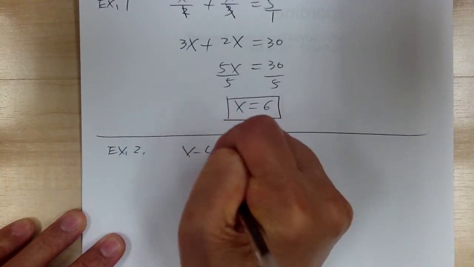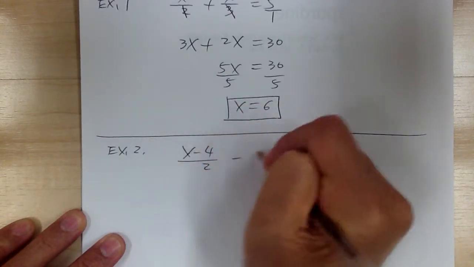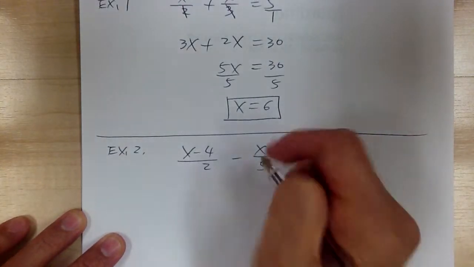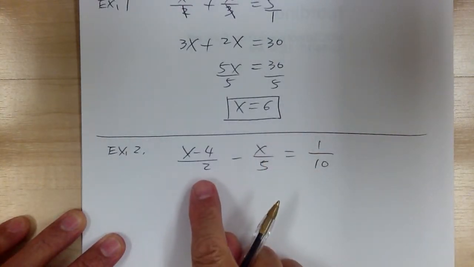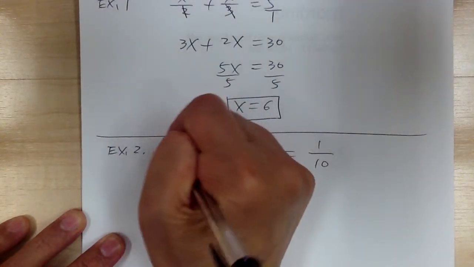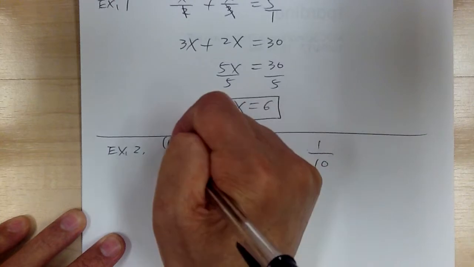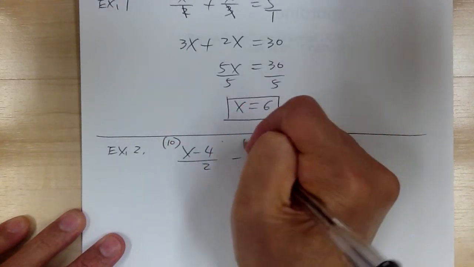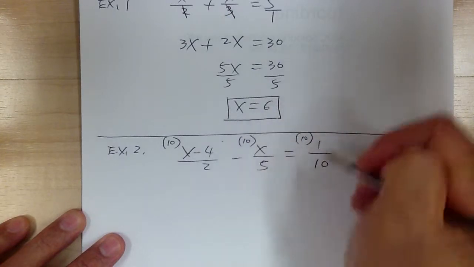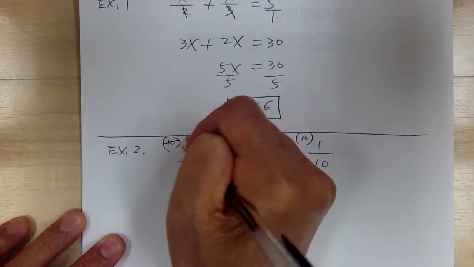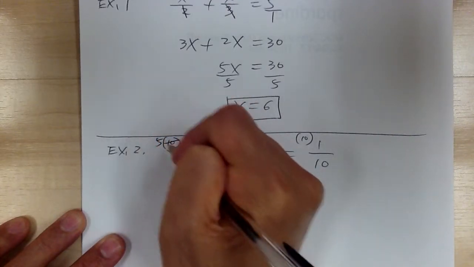You have x minus 4 over 2 minus x over 5 equal to 1 over 10. So your denominators are 2, 5, and 10, so the LCD is 10. Write down what you're going to multiply, and write it in the front. Don't write it in the back here, you may think it's an exponent. So write it a little bit in the front. Okay. So cancel. 2 and 10 cancel, you get 5. I'm going to write it over here.